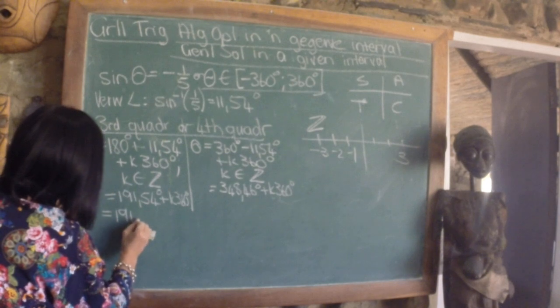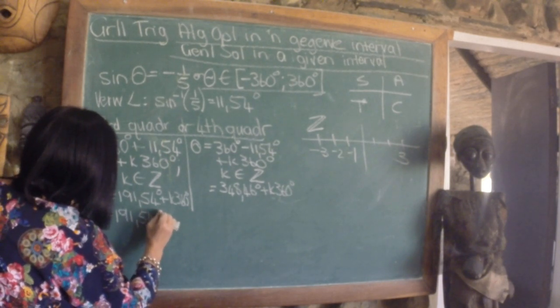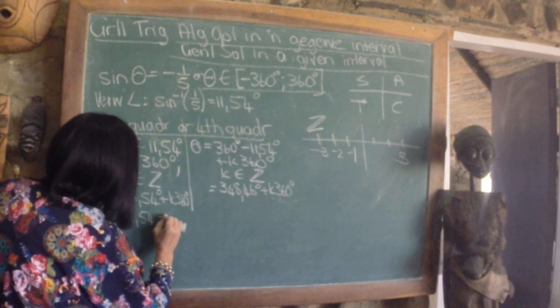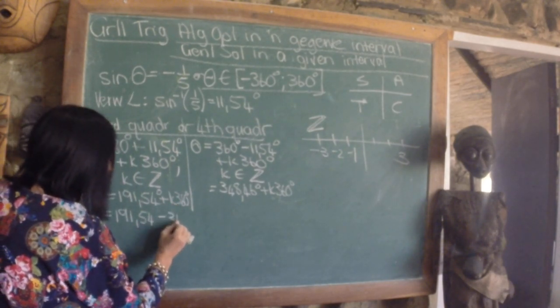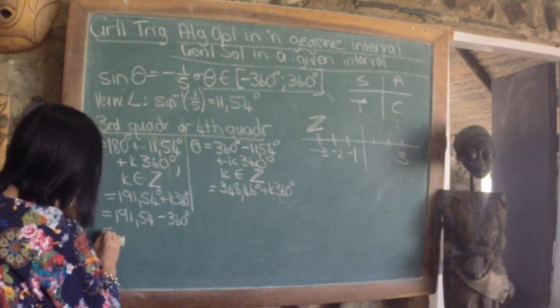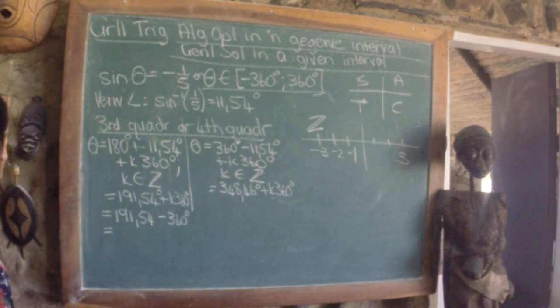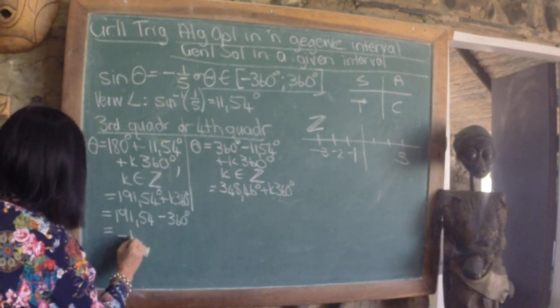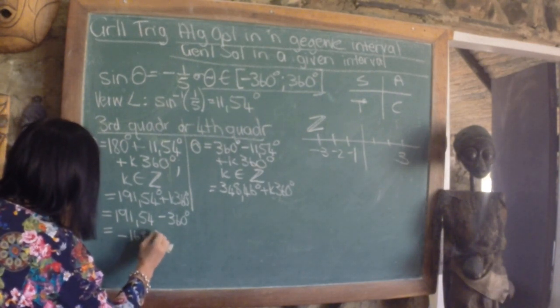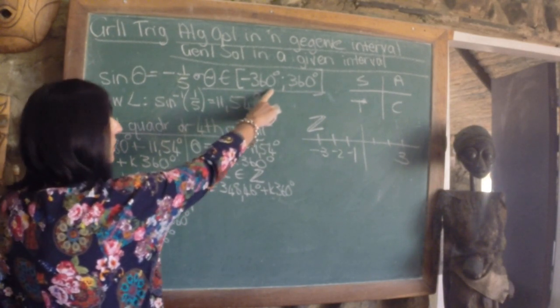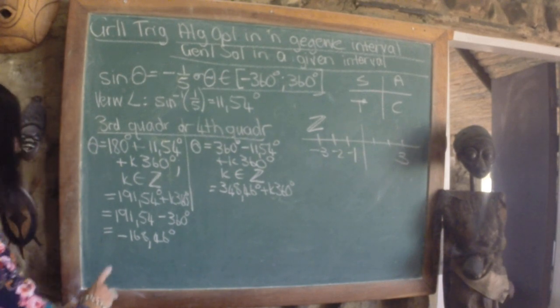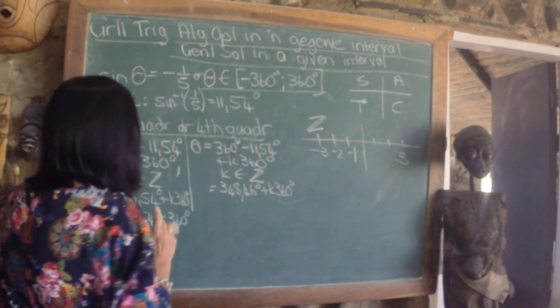We've got 191,54. And if we put in minus 1, then we've got minus 1 in the place of k, so it's minus 360 degrees. That gives me 191,54 minus 360 degrees, which gives me minus 168,46 degrees. If you have a look at your interval, you'll see that that one fits into that interval.